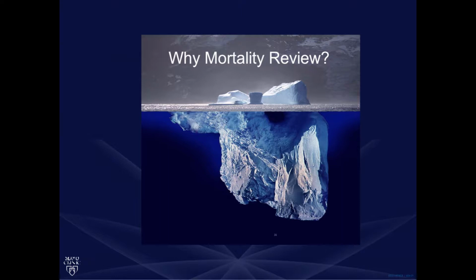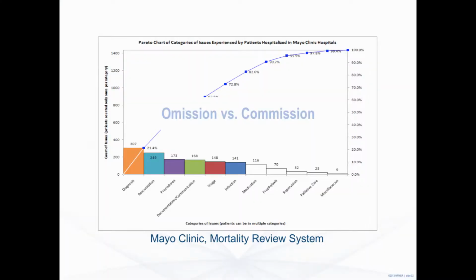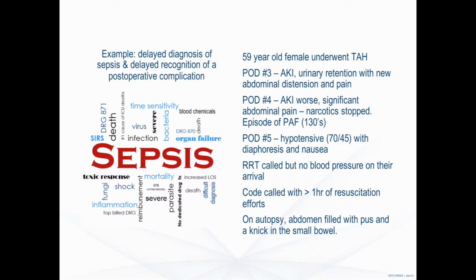We started Mortality Review because we wanted to learn more about what was under the water. And so have we been successful in doing that? I believe that we have. Again, that's a bias. But what surprised us when we first started doing our learning was that 80% of what we could do something about were omissions, not commissions. And when we look at those, a big one of them is sepsis.